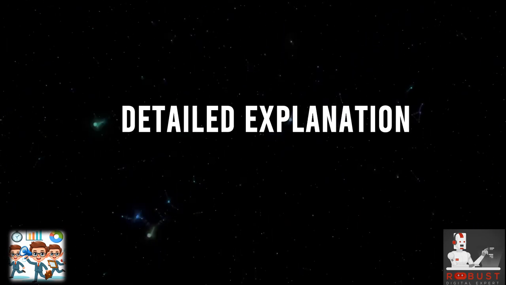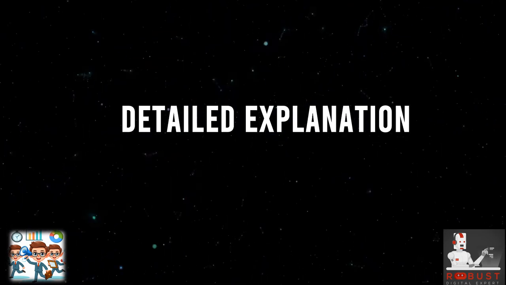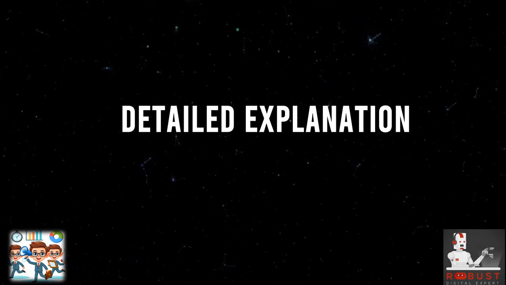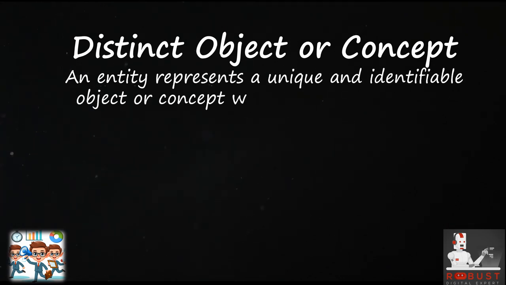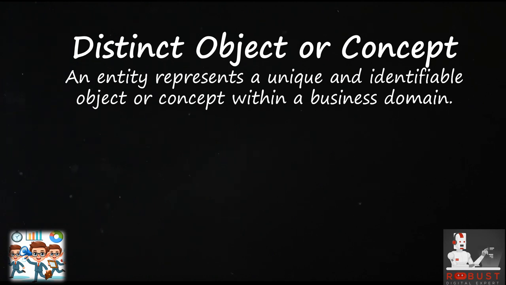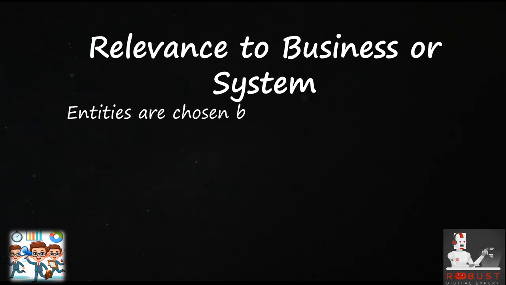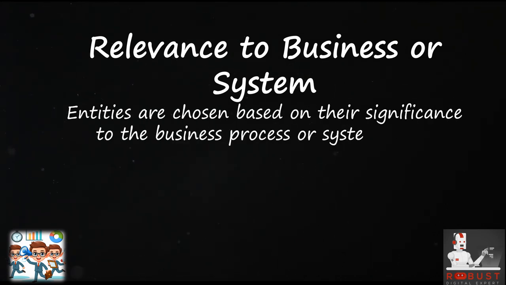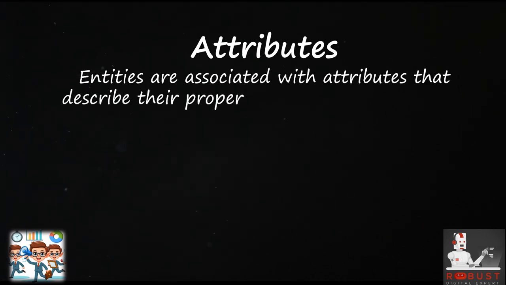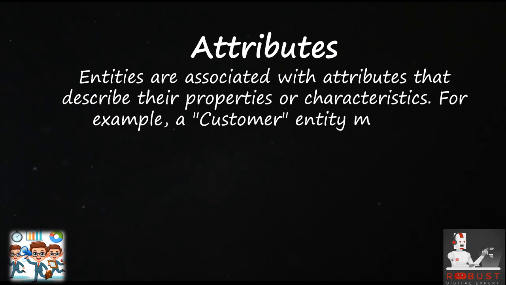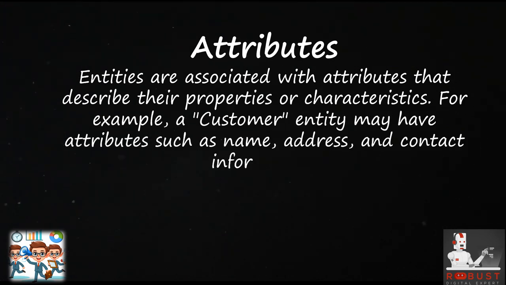Detailed explanation. Distinct object or concept. An entity represents a unique and identifiable object or concept within a business domain. Relevance to business or system. Entities are chosen based on their significance to the business process or system being analyzed. Attributes. Entities are associated with attributes that describe their properties or characteristics. For example, a customer entity may have attributes such as name, address, and contact information.